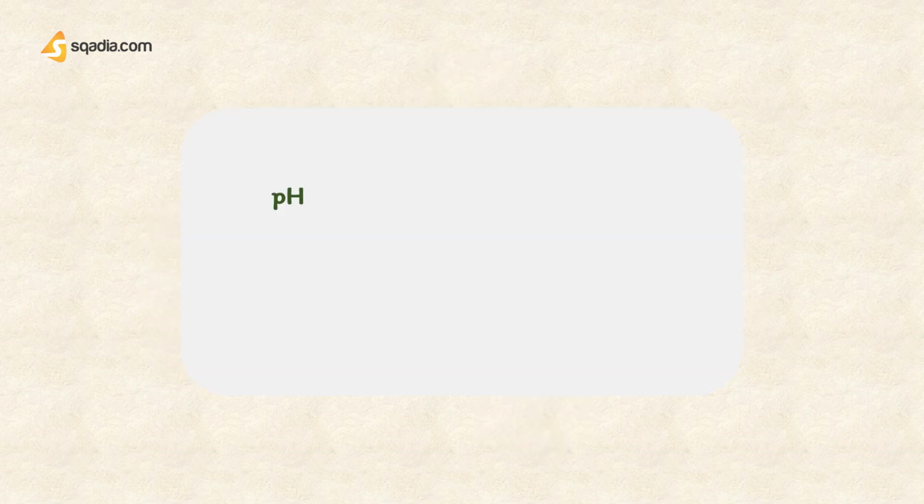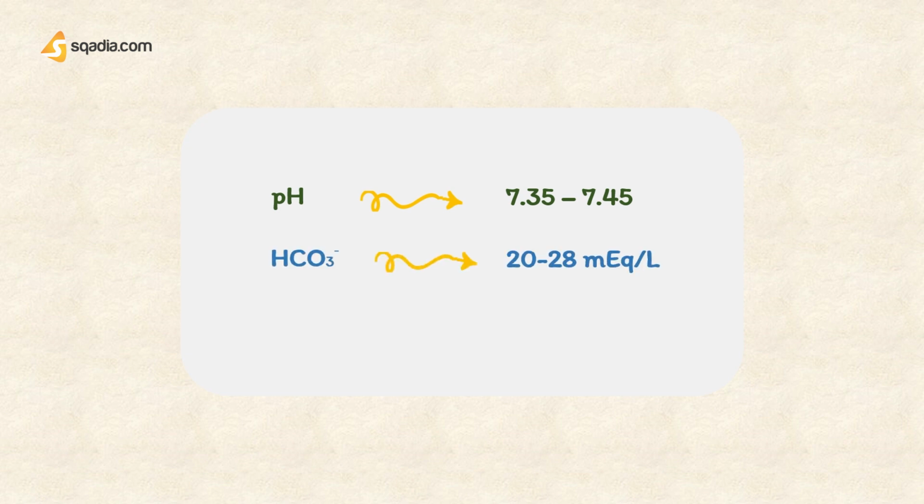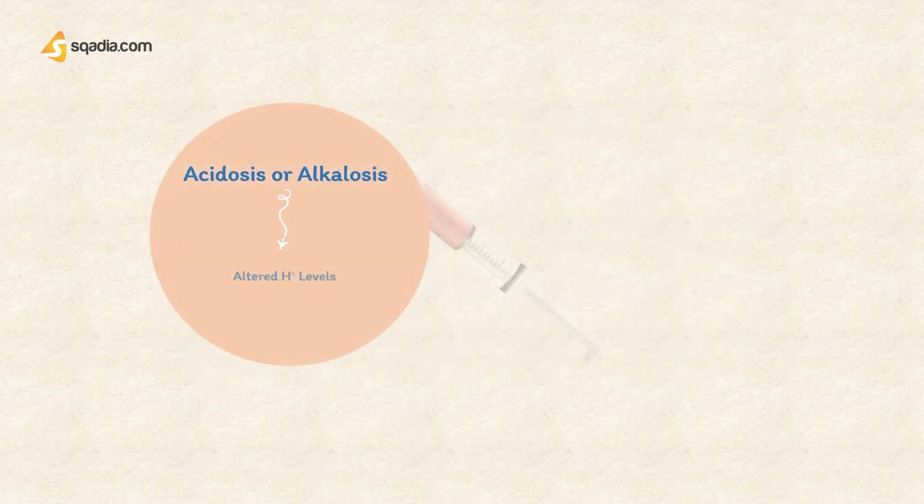So from the arterial blood, we see the pH, which should be between 7.35 to 7.45, the bicarb level, which should be between 20 to 28 millijoule per liter, the partial pressure of carbon dioxide, which should be between 35 to 45 millimeter mercury. Let's quickly go over some definitions.